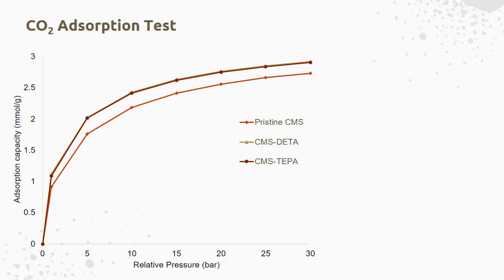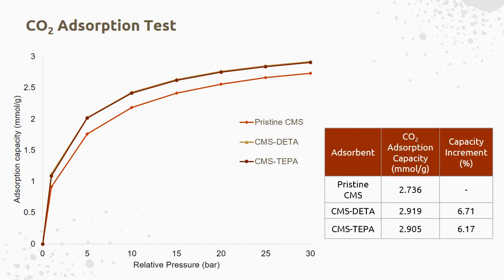Both aminated adsorbents show an enhanced performance for CO2 adsorption compared to pristine CMS, as shown in the graph. As can be observed, the amount of CO2 adsorption increased with pressure in all adsorbents. The pure CMS has a CO2 adsorption capacity of 2.736 mmol per gram, most likely owing to the carbon microporous structure, which offers CO2 adhesion via physical adsorption driven by van der Waals force.